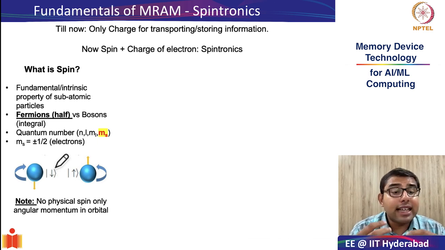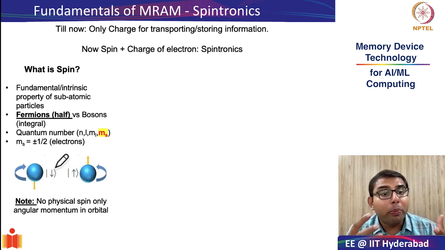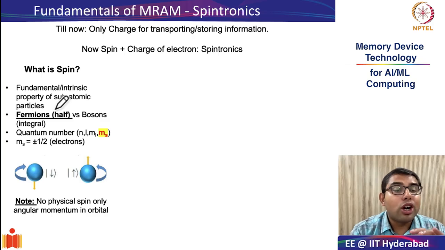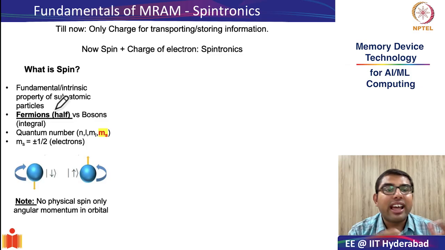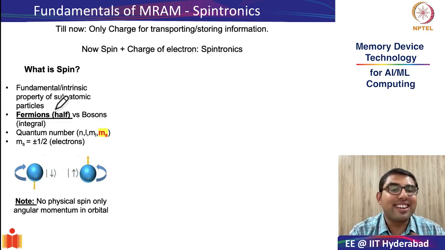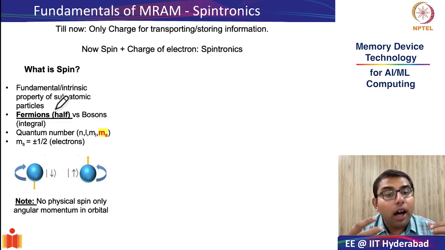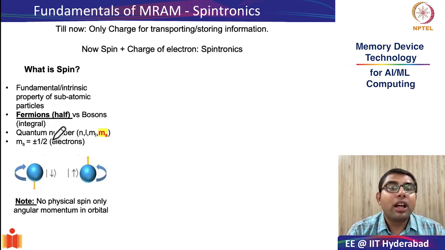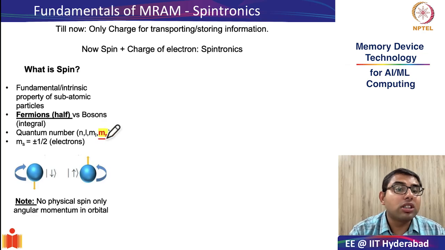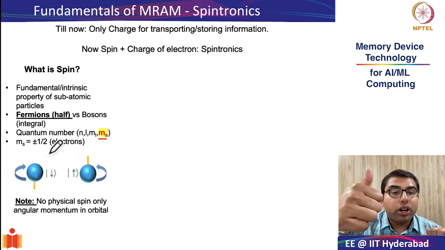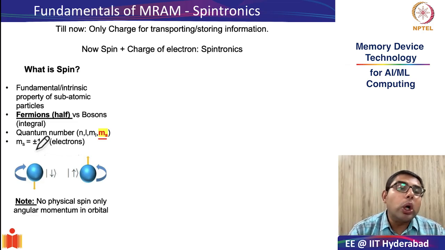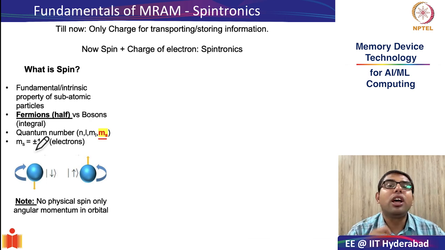An important thing to know is that spin is so fundamental to particle physics that there are two subdivisions of fundamental particles named fermions and bosons, where fermions, what we are interested in, such as electrons, have half integral spin, and bosons have integral spin. And spin forms the fourth quantum number, or the spin quantum number. As I just mentioned, the spin in electrons can be in the up direction or in the down direction. Sometimes it is also referred to as plus half and minus half.